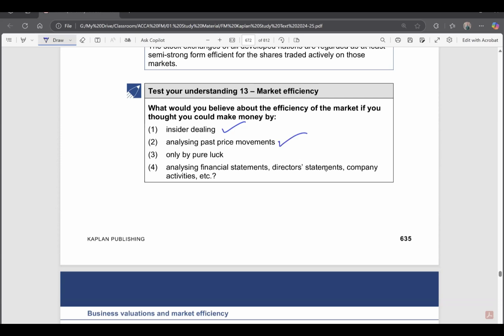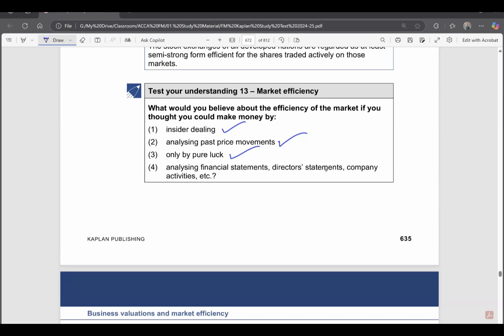Analyzing past price movement: this is a weak form efficiency. So you analyze past price movement, and on the basis of that, you want to react. Only this is possible in today's market, sorry, semi-strong form efficient market. Okay, only by pure luck, again, this is the strong form efficiency. In a strong form efficient market, you cannot exploit the market. That's what I'm trying to explain to you. Yeah, pure luck is there. Maybe you have luck and you exploit the market. You thought something and the same thing has happened, right? But you might make a loss as well.